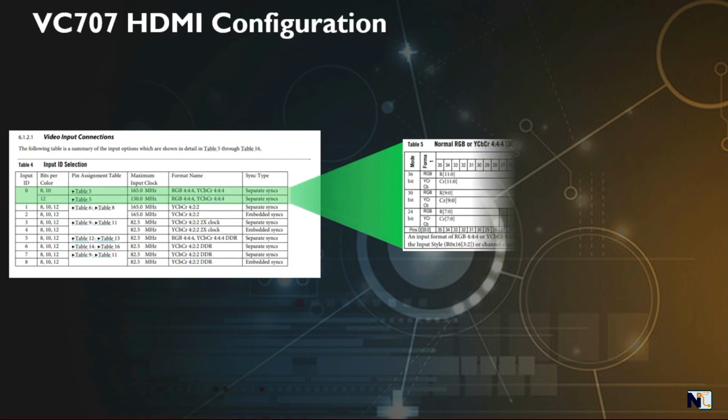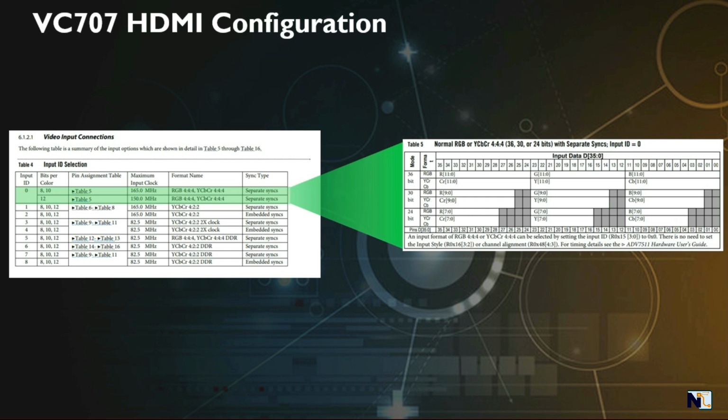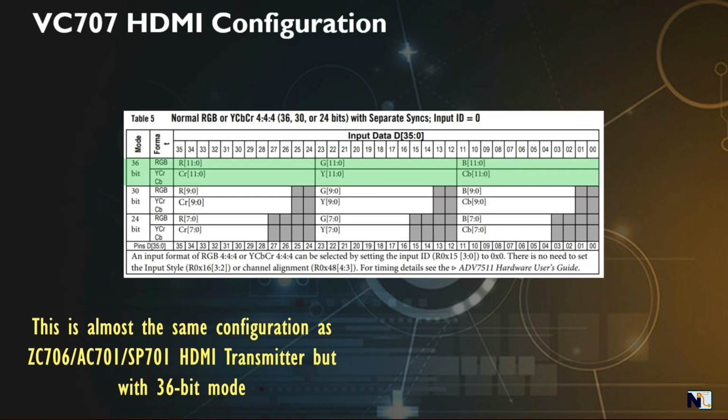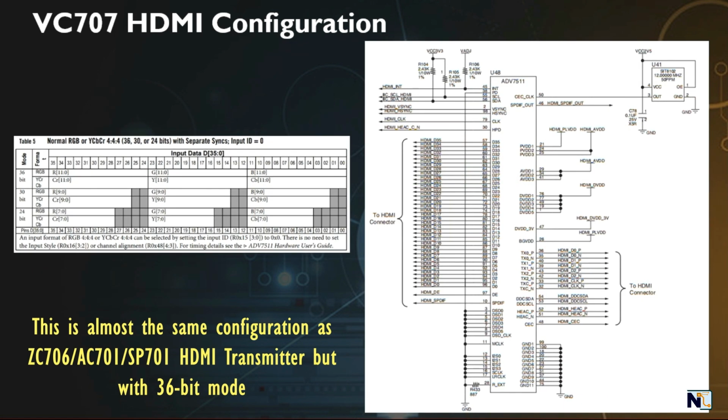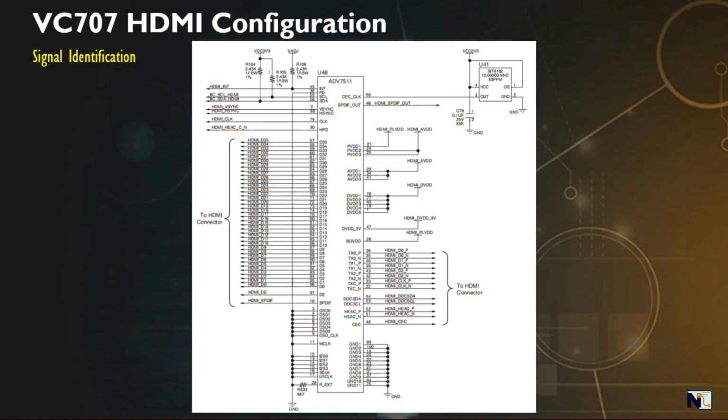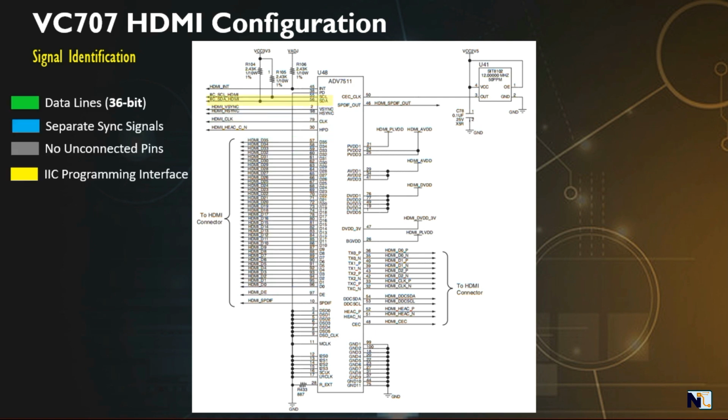The HDMI transmitter IC is configured with input ID 0, that is RGB YCbCr444 36-bit input with separate sync signals. This picture shows the signal identification.